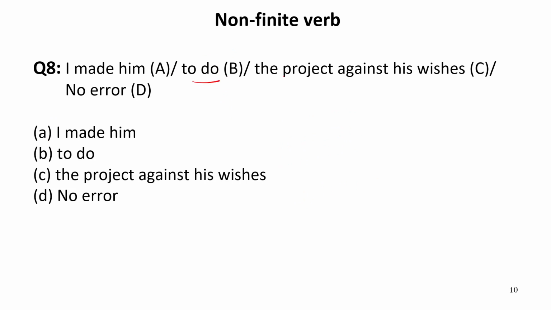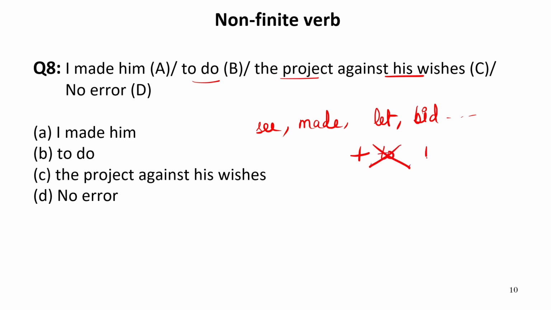I made him to do the project against his wishes. Now, whenever we have a word like made, let, bid, see, we use bare infinitives. Bare infinitive means first form of verb without "to." So in this case, we have the word made. I made him. No, I didn't made him. In fact, "I made him to do" is incorrect. "I made him do all the works." "To" is incorrect.